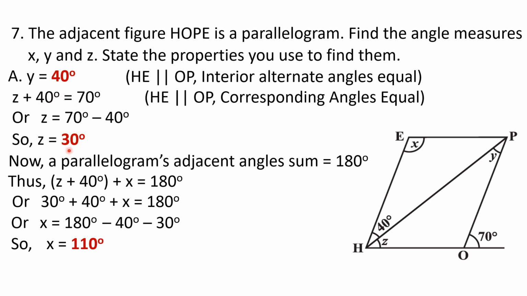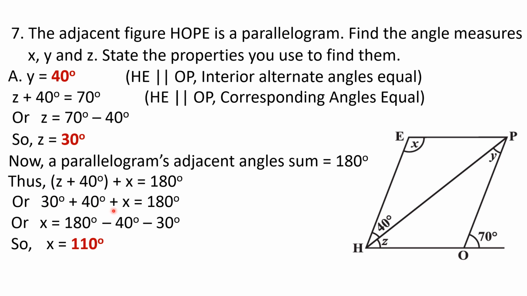So we have found Y, we have found Z. Now we will find out X. So X is here, and Z plus 40, this whole angle H is adjacent to X. Now a parallelogram's adjacent angles sum is equal to 180 degrees. Thus Z plus 40 plus X is equal to 180 degrees, and Z we have found out as 30.